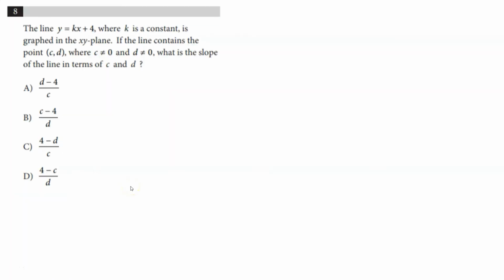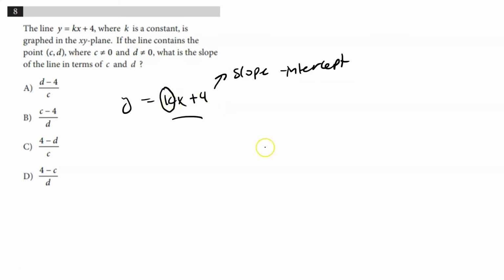Question 8 reads, the line y equals kx plus 4, where k is a constant, is graphed in the xy plane. If the line contains the point (C, D), where C is not equal to 0 and D is not equal to 0, what is the slope of the line in terms of C and D? So we can rewrite this as y equals kx plus 4. As you can see, this is in slope-intercept form, where 4 is the y-intercept and k here is our slope.